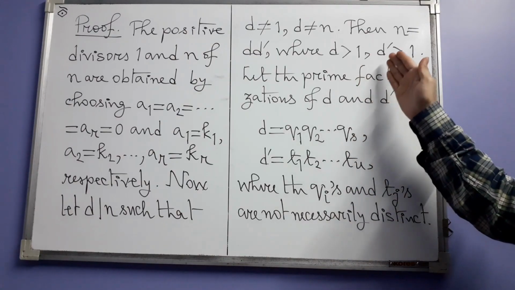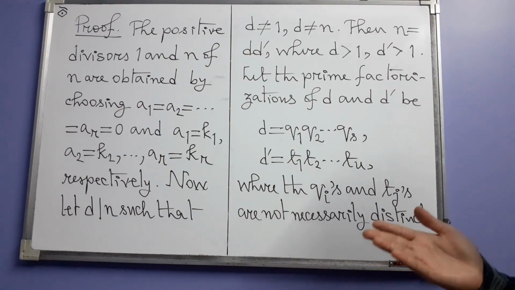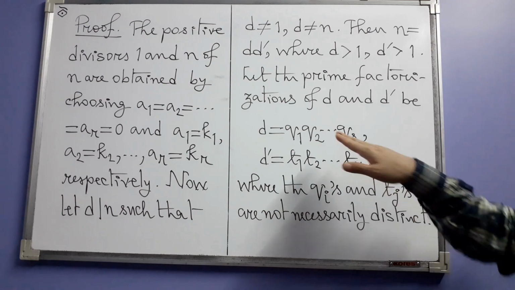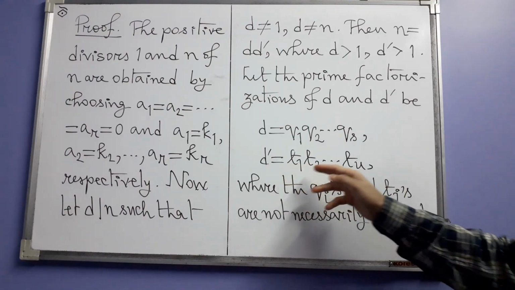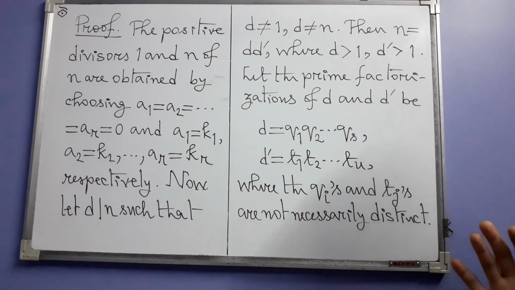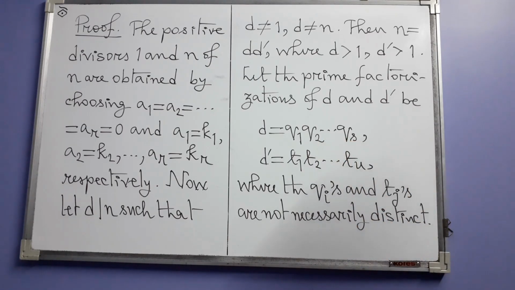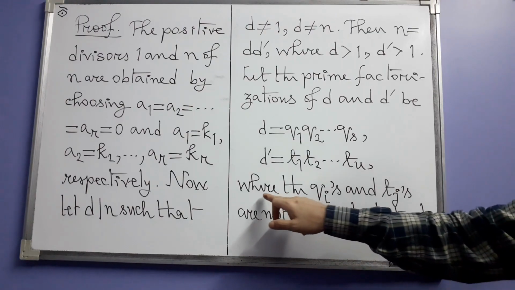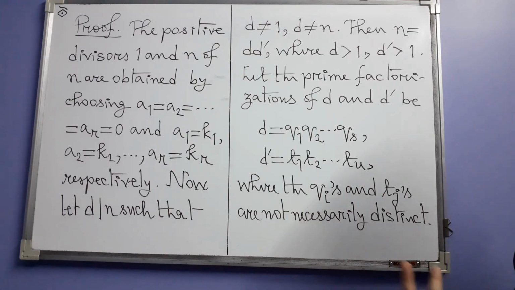Now d and d prime are positive integers, both greater than 1. So by the fundamental theorem of arithmetic, each one of them will have a prime factorization. So these are the prime factorizations. d is a product of some primes, d prime is also a product of some primes, and these primes are not necessarily distinct. Maybe q1 is equal to q2. We do not have to consider distinctness or non-distinctness here. That's not important, and that's why we have written where the qi's and tj's are not necessarily distinct. They may be distinct, may not be distinct. We don't have to worry about that.